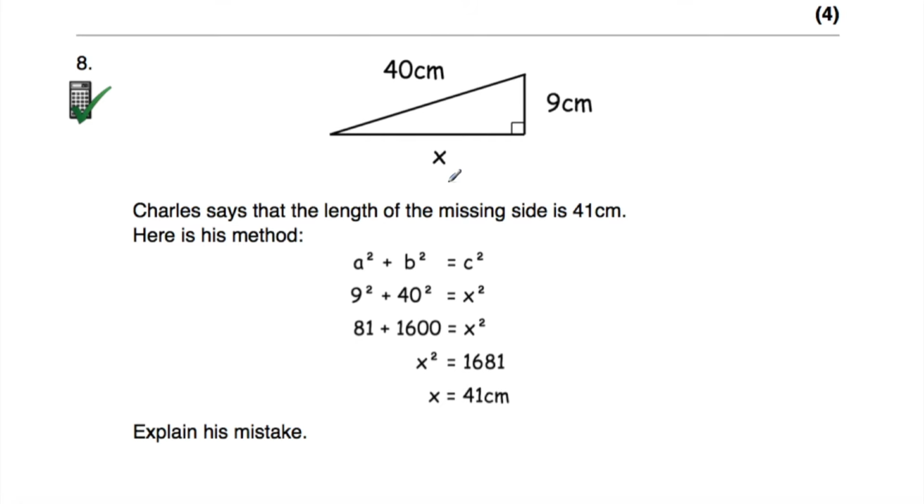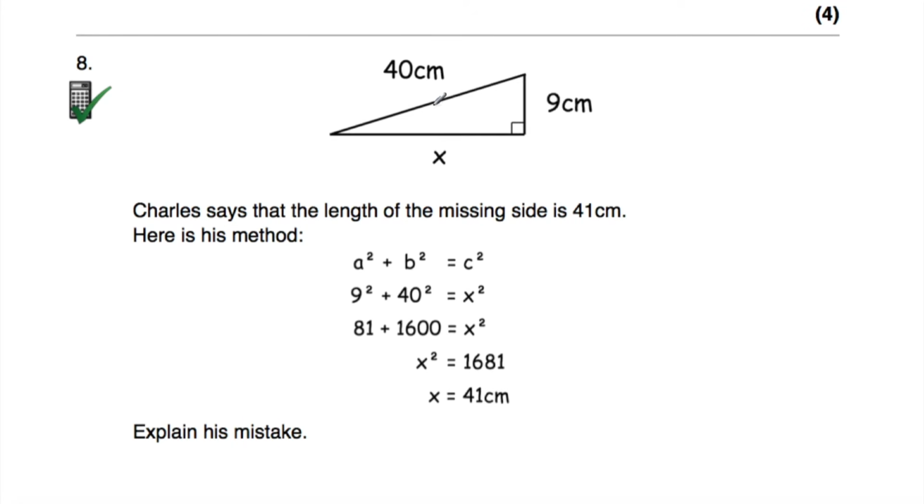Now, I know that's wrong straight away. Because it's a right angle triangle, the longest side is opposite the right angle, and if the longest side is 40 centimeters, the missing side, this one, couldn't be 41 centimeters. This side cannot be longer than this side. So he must have made a mistake. It says here's his method, so that's great. We can see, hopefully, where he's made the mistake, and we've been asked to explain his mistake.